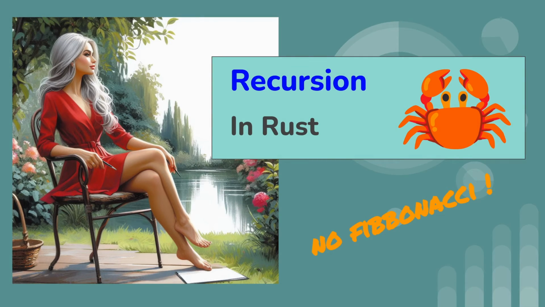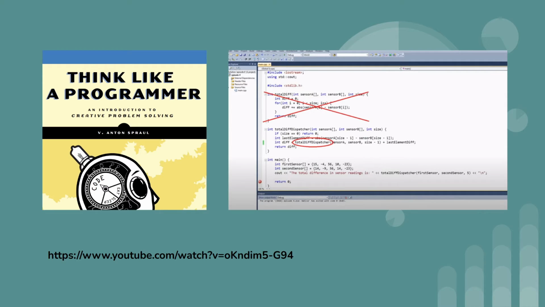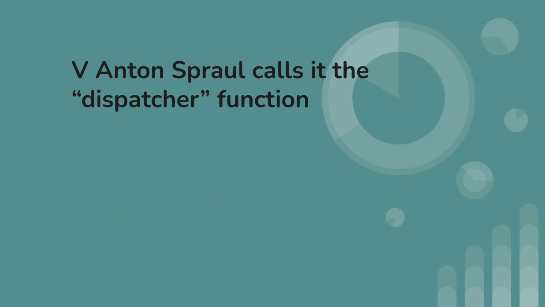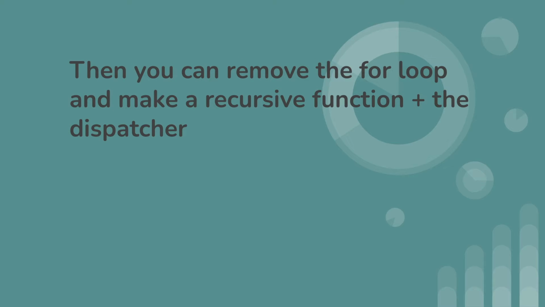Hello, let's look at recursion in Rust, and I'm going to base it on an example from a book called Think Like a Programmer. The code is written in C++, but we're going to convert it to Rust. The method is to solve the problem iteratively first using the for loop. You reduce the size of the for loop by 1, solve the single case at the end, and then the author, Anton Spraul, calls it the dispatcher function.